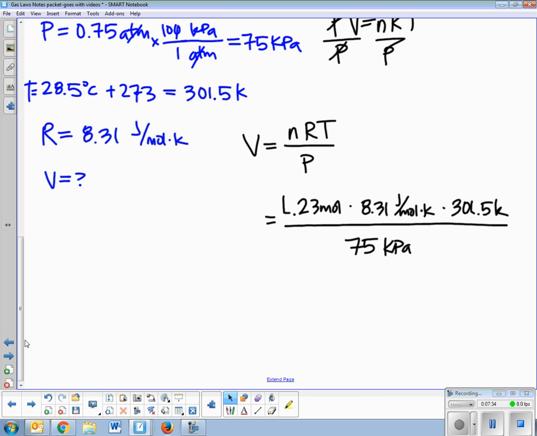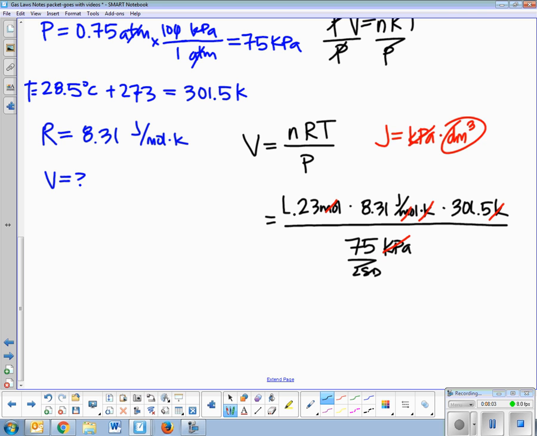Unit-wise, you'll see moles divide out, you'll see Kelvin divides out, and joules and kilopascals, well, a joule is a kilopascal times a decimeter cubed. So this part of it cancels. You're left with decimeters cubed, which is a unit for volume. So it works out. Typing this in your calculator, your answer should have 2 sig digs, because this 75 has 2 sig digs. So I type it in, and I'm going to round it to 41. And that's the volume of the hydrogen gas.